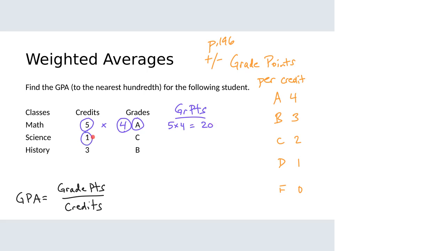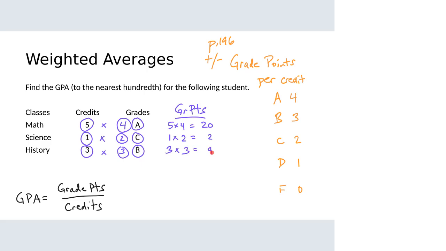This 1-credit science class, they got a C in. A C is worth 2 grade points per credit. So we're going to multiply those together. And 1 credit times 2 points per credit, they earned 2 grade points for that science class. And then this 3-credit history class, they got a B. A B means they earned 3 points per credit. So we're going to multiply those together. 3 credits times 3 points per credit, they earn 9 grade points in that history class.